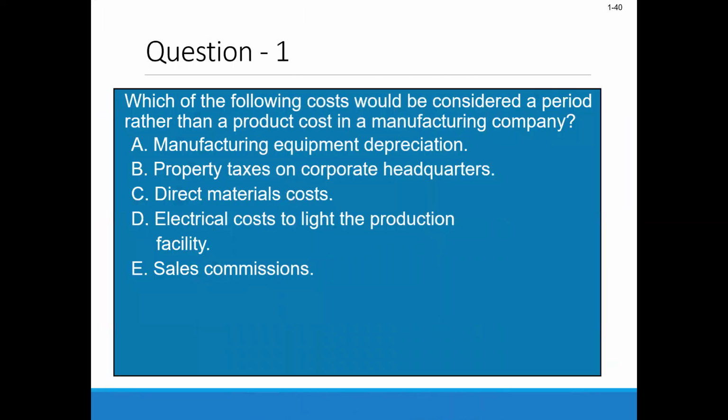Which of the following costs would be considered a period rather than a product cost in a manufacturing company? Manufacturing equipment depreciation, property taxes on corporate headquarters, direct material cost, electrical cost to light the production facility, or sales commissions. Period costs, meaning they don't go into the product. They're expensed on the income statement when they happen.